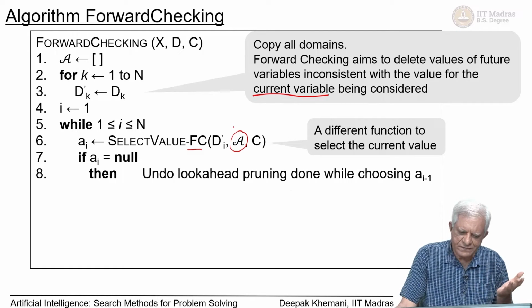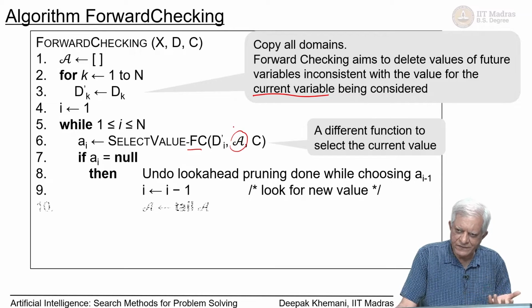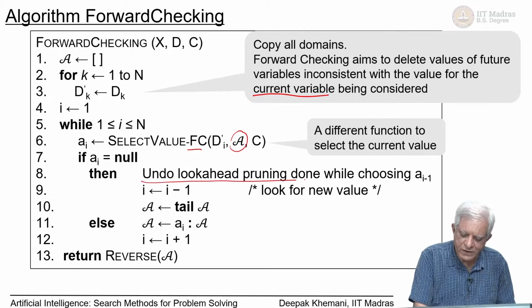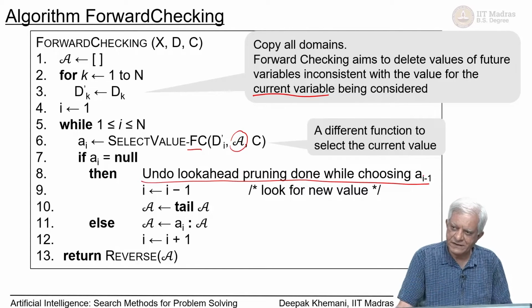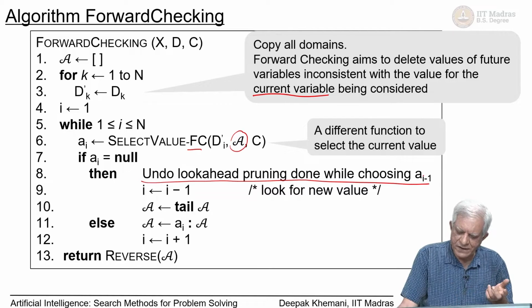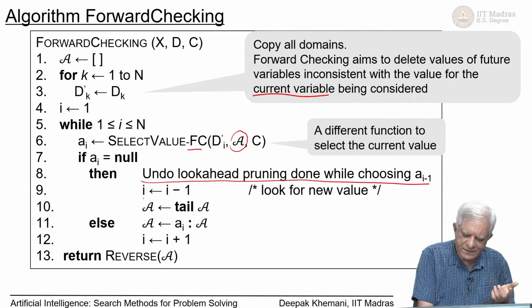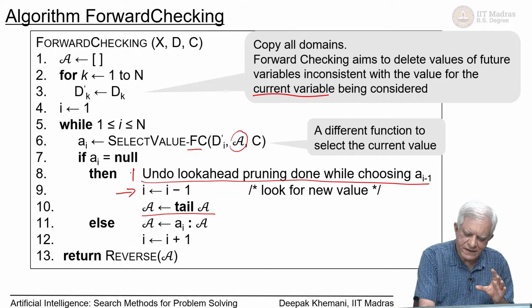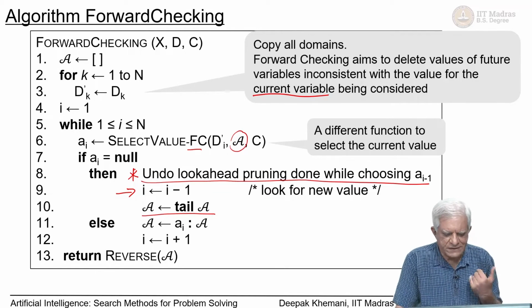As in backtracking, if you cannot find a value, that means the select value function returns null, then you first undo the lookahead pruning done while choosing a_(i-1), and then go back to a_(i-1) by saying i is equal to i minus 1. That is the backtracking part here. Remove the last value you added to the assignment, because you are backtracking to i minus 1, and you are going to look for a new value for that. That is very similar to backtracking, except for this step which was not there in backtracking.